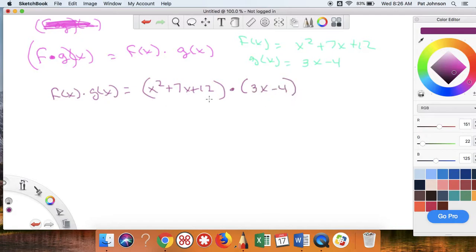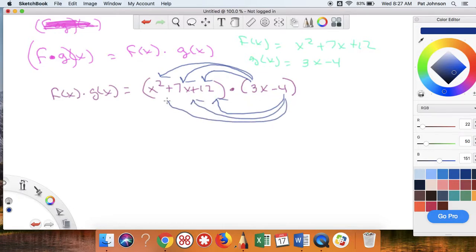Okay, so now I have a trinomial times a binomial. You can do it vertically, or you can distribute. We did it both ways last semester, so I'm just going to simply distribute, go this way, and then I'll take this term and distribute to all of these. Okay, so when you multiply this out, I start with 3x times x squared, so it's 3x cubed.